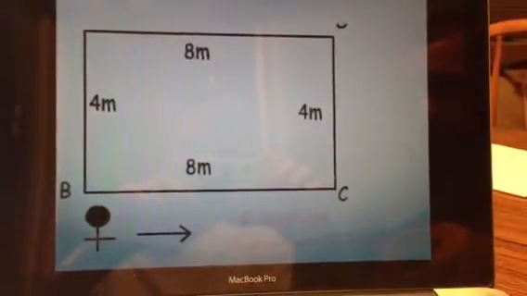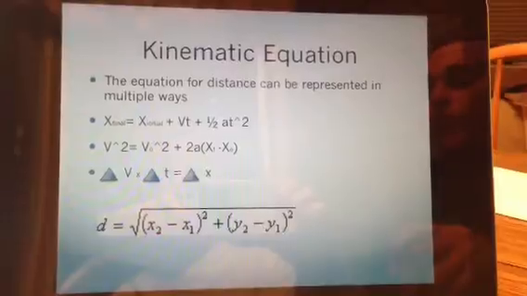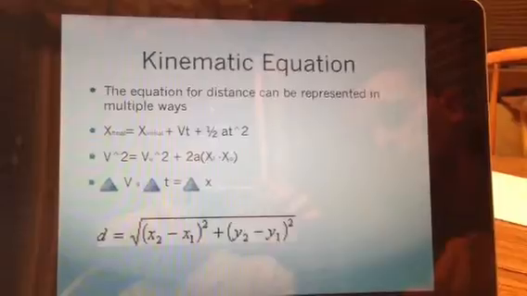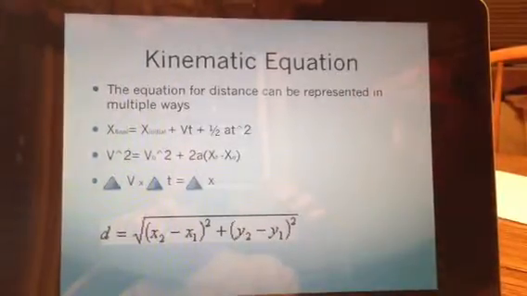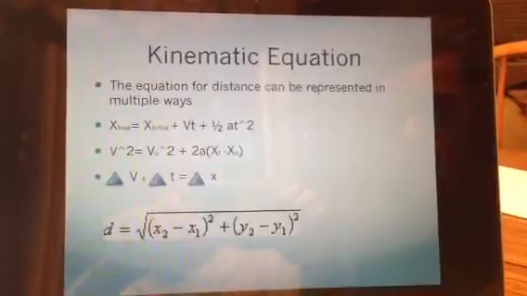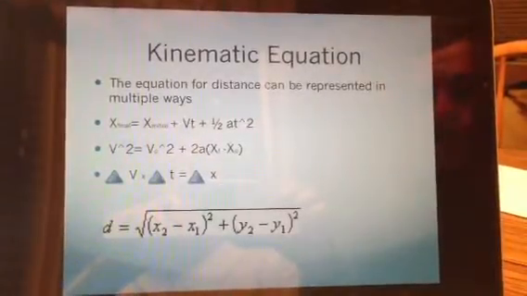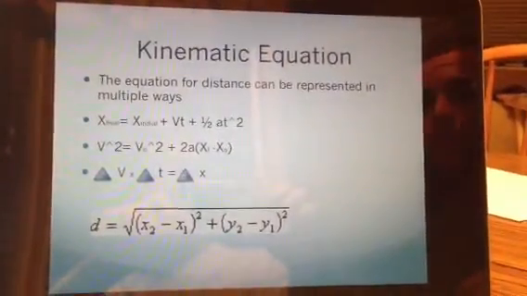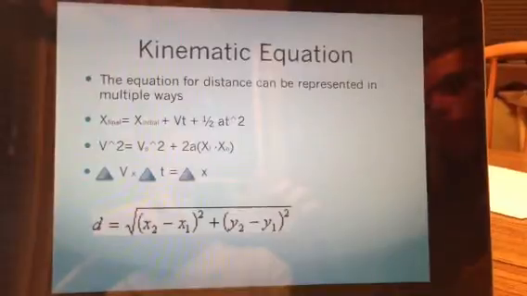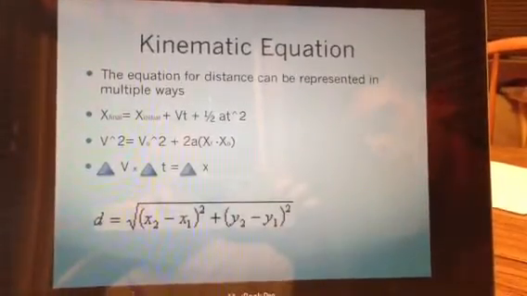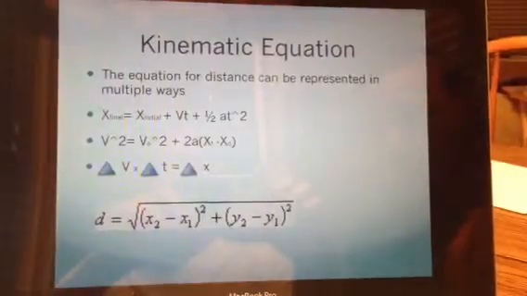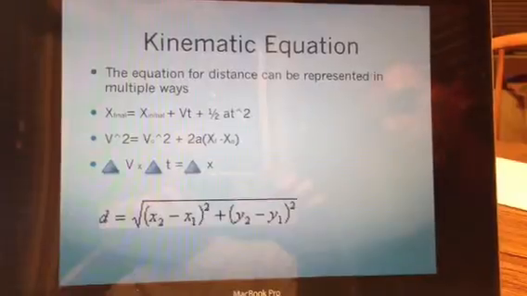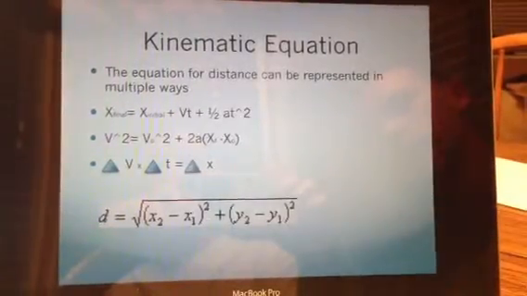Alright, next. Alright, kinematic equations. The equations for distance can be represented in multiple ways. The first equation says the final distance equals initial distance plus vt plus 1/2 at squared. The second one says v squared equals v naught squared plus 2a delta x, so the x final minus x initial. The last one says delta v times delta t equals delta x. And then from math class you probably know this one at the bottom, which is the distance formula.